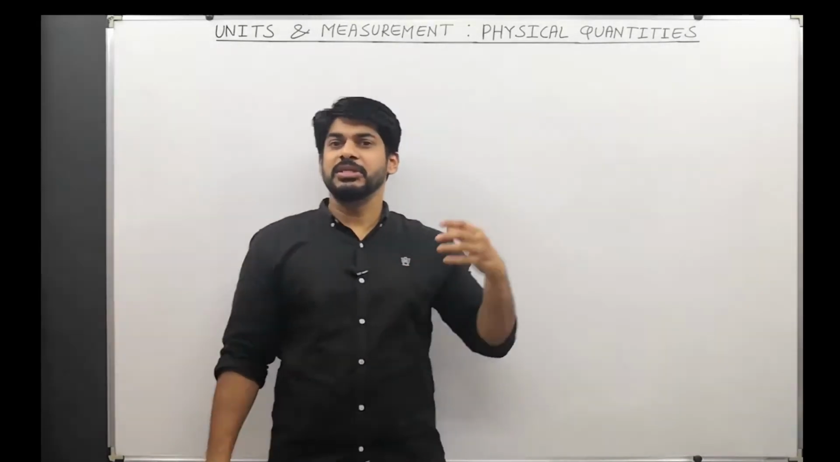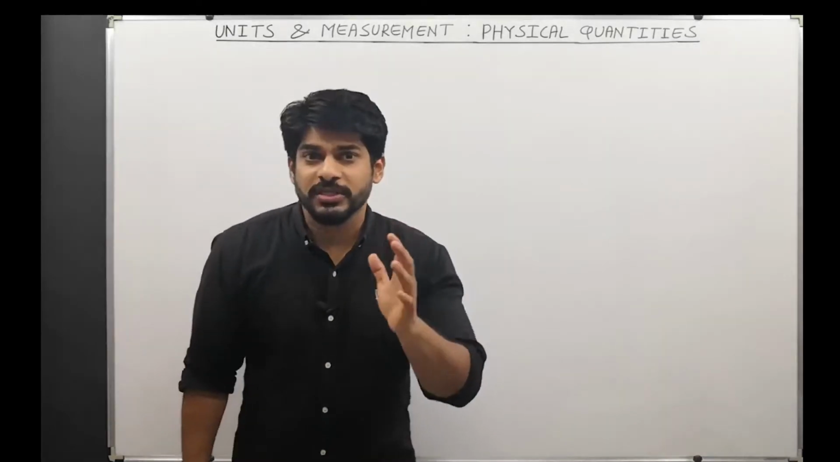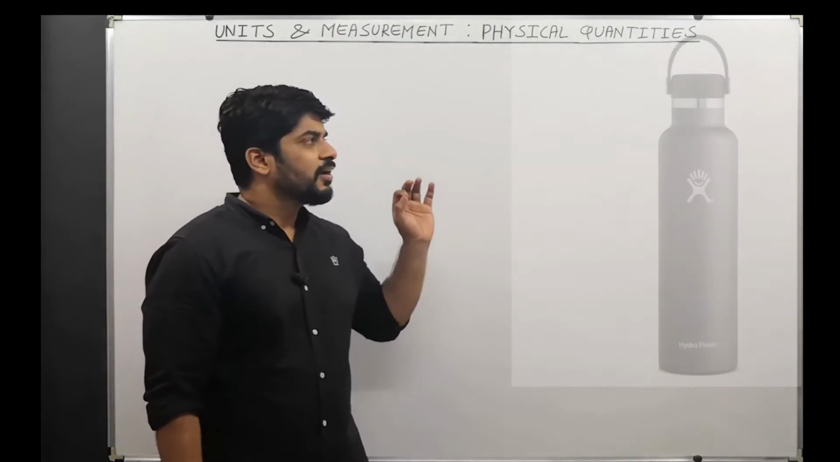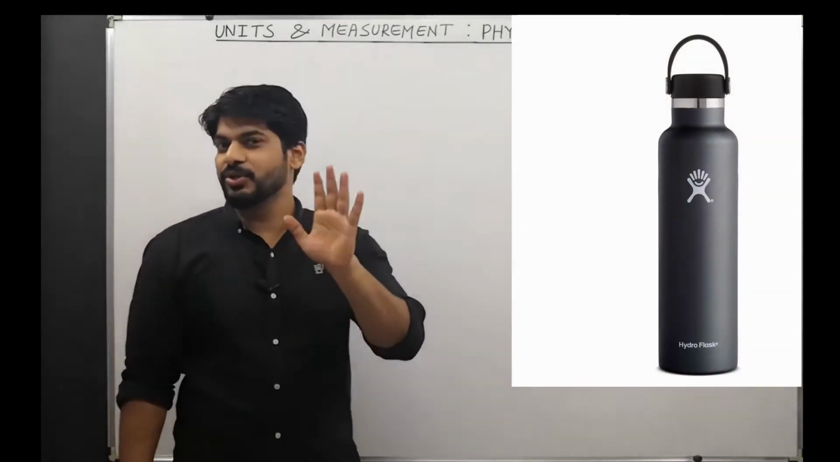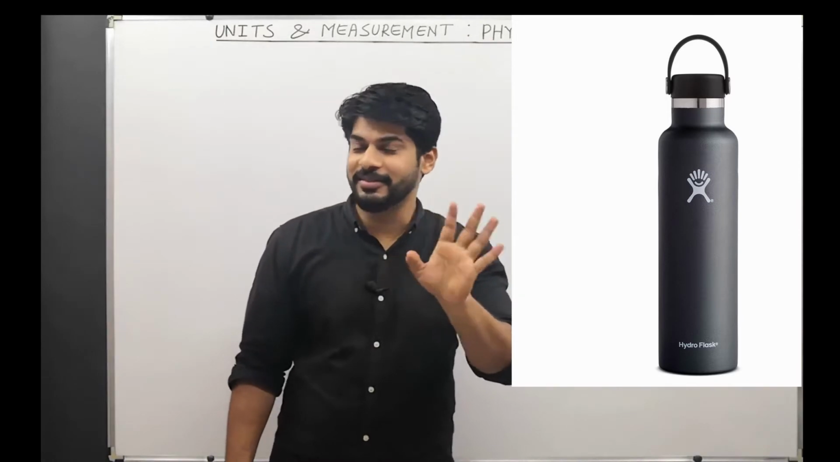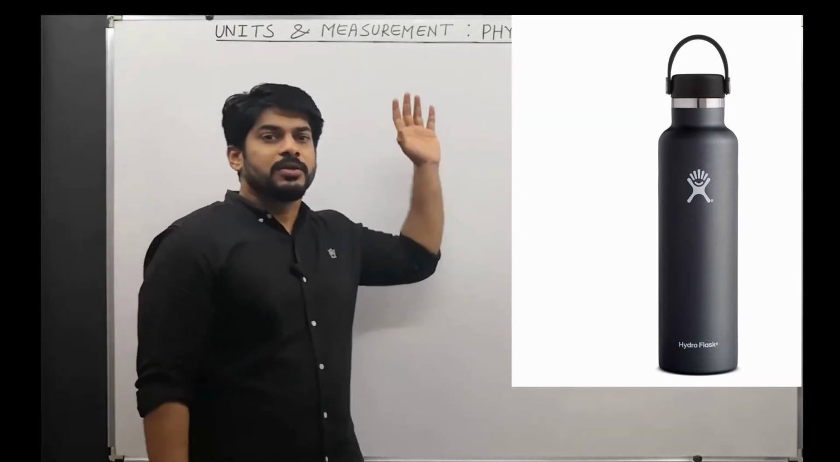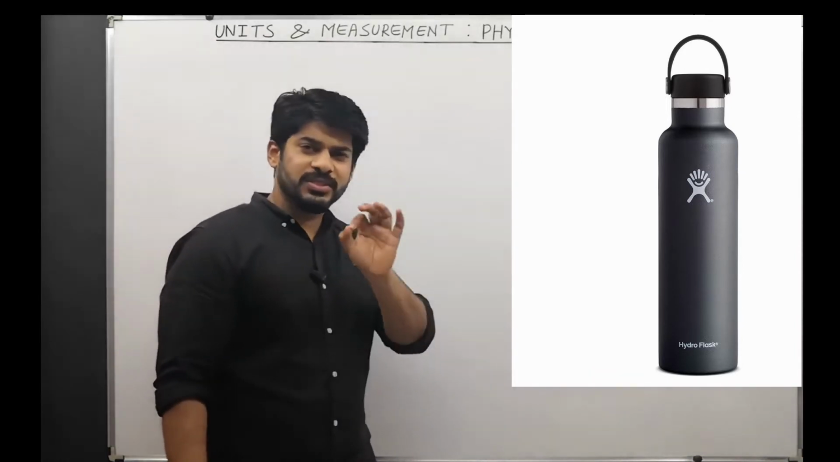Let's see what these physical quantities are. To understand this, we are just going to take a very simple example, an example of a bottle. You can see a bottle over here. By the way, it's a cold drink, nothing else. So you can see this bottle over here, and now just think.